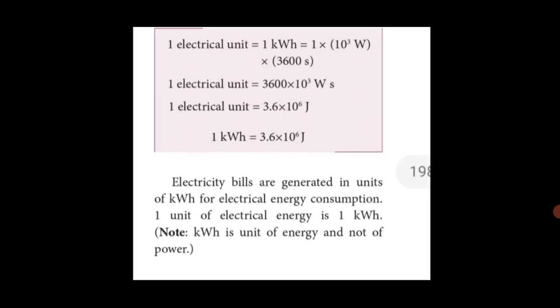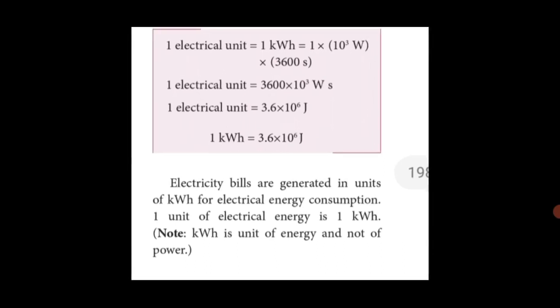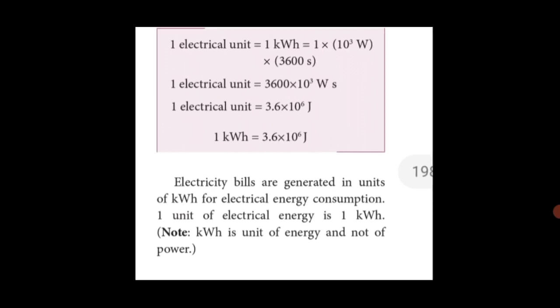This is a constant value for 1 kilowatt hour. Wherever you get it in problems, you have to substitute the 1 kilowatt hour value as 3.6 into 10 to the power of 6 joules. Electrical bills are generated in units of kilowatt hour for electrical energy consumption. 1 unit of electrical energy is 1 kilowatt hour. Kilowatt hour is a unit of energy, not of power.